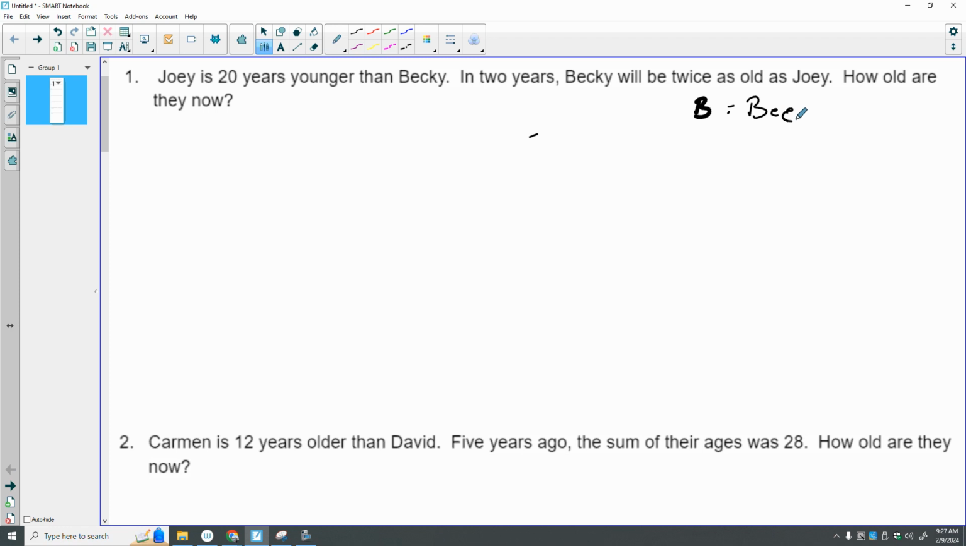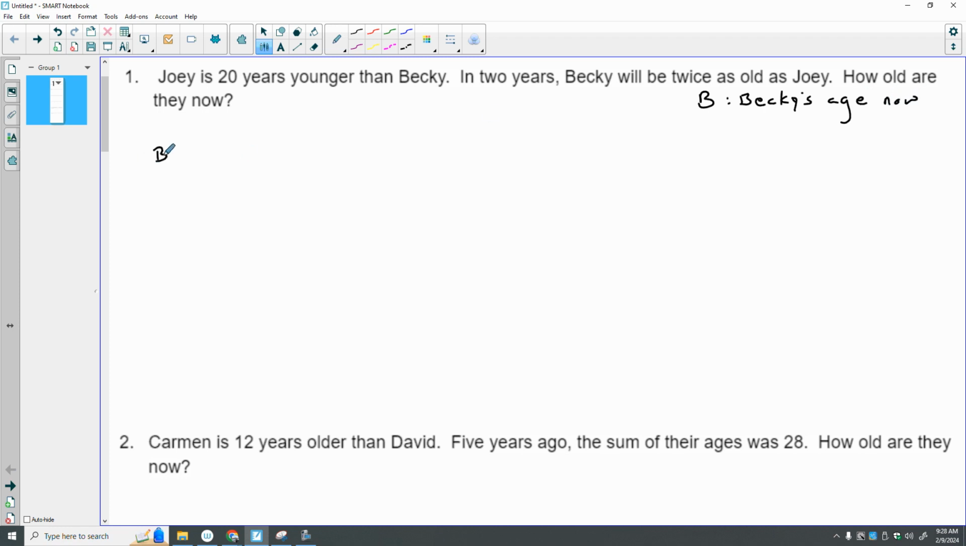Let me be more specific. Wow, sorry, that's horrible writing. I'm going to let B represent Becky's age now. So make sure you're specific. It's just for you. There are times when I do require that you define the variable, but for right now, this is just for you to know what your equation represents. So B is Becky's age, more specifically now.